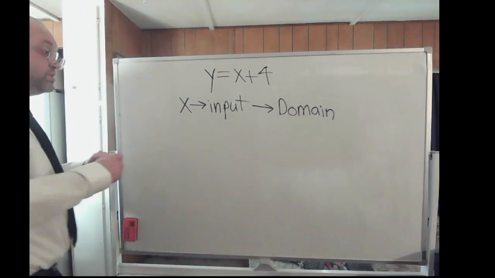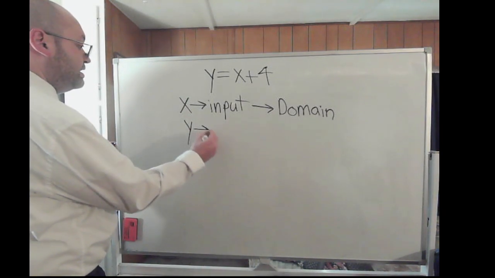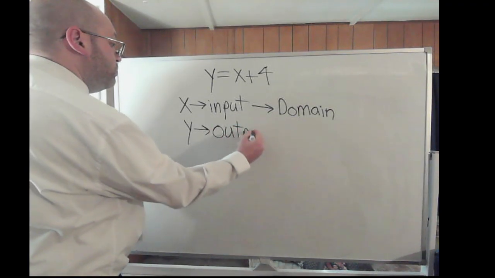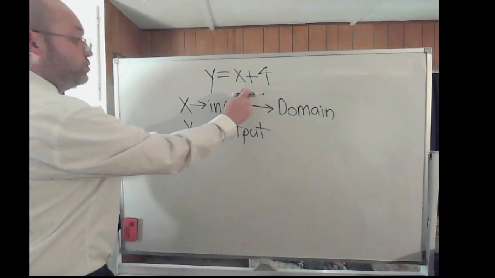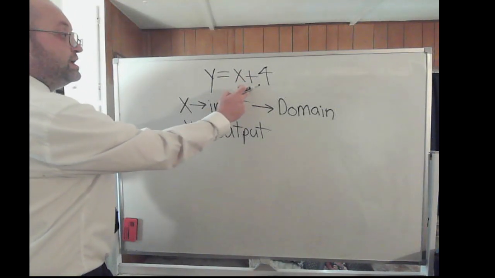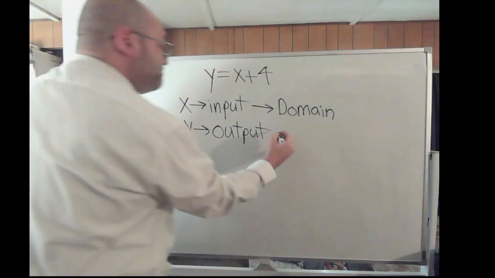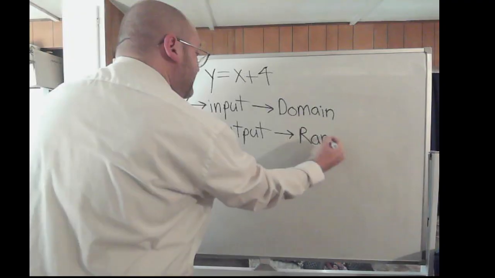That's good news. On the other hand, your y variable is your output. Y is your output. So you input x, whenever you input something into x, you get an output for y. You get a y value. Your output is also known as your range.